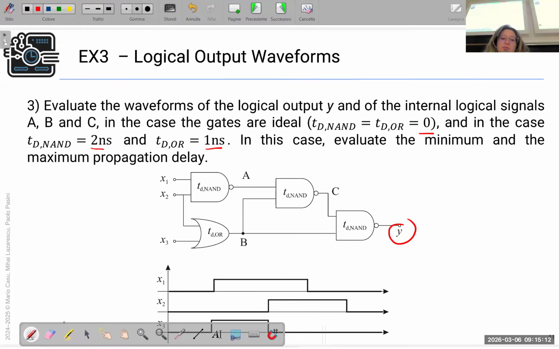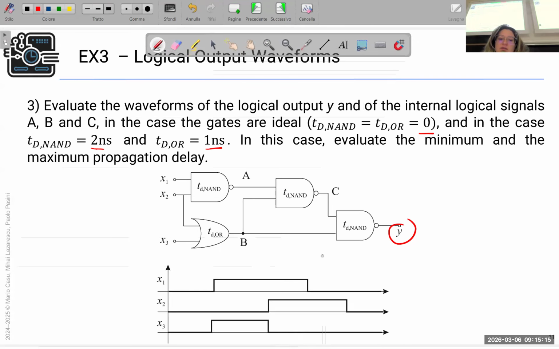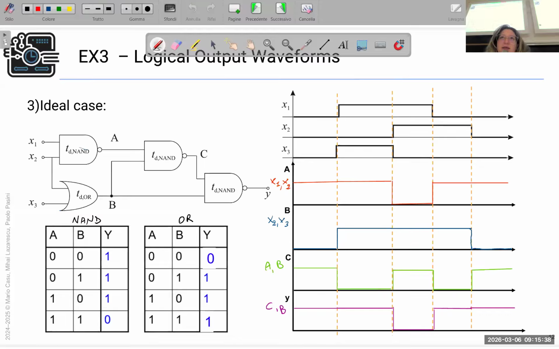The variation of the input is given by the exercise and is this. As you can see, x1, x2, and x3 have this waveform. Based on this waveform, we have to understand how A, B, and C, and of course the output, will be. So let's see the ideal case. Do you want to do this from the beginning or do you want to see it already done? From the beginning? Okay, fine.